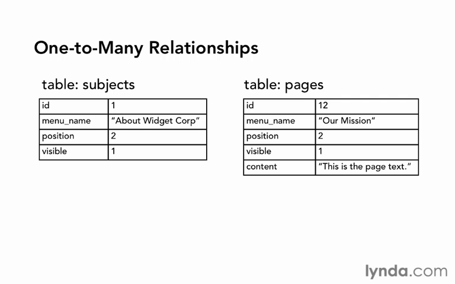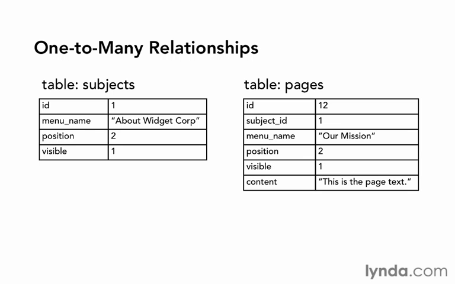Now, right now, these two tables don't have any relationship whatsoever. What I need to do is add a column to one of them where the values will reference rows in the other table. And we're going to do that on a one-to-many relationship. We're going to do that on the many side, not on the one side, but on the many side, we'll add a column. So I'm going to add a column between ID and menu name called subject_ID, and it has a value of 1. That relates to the value 1 that we have over in the subjects table.